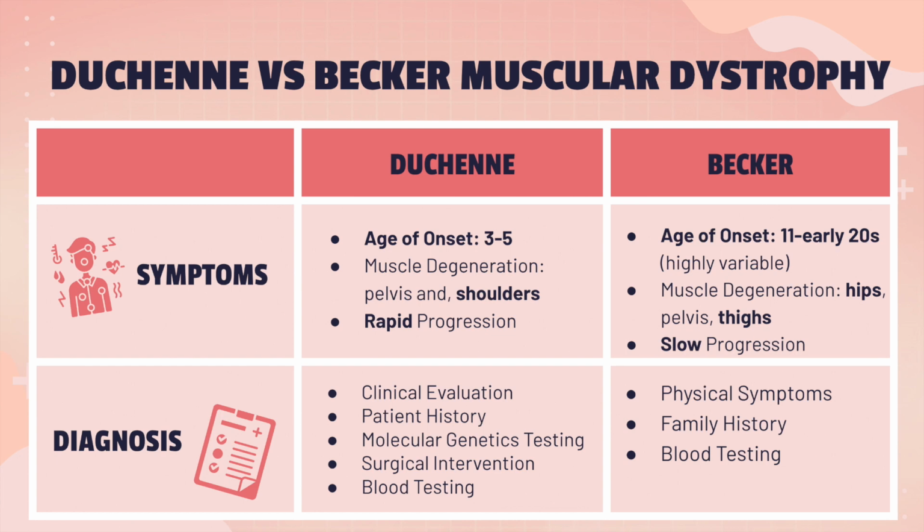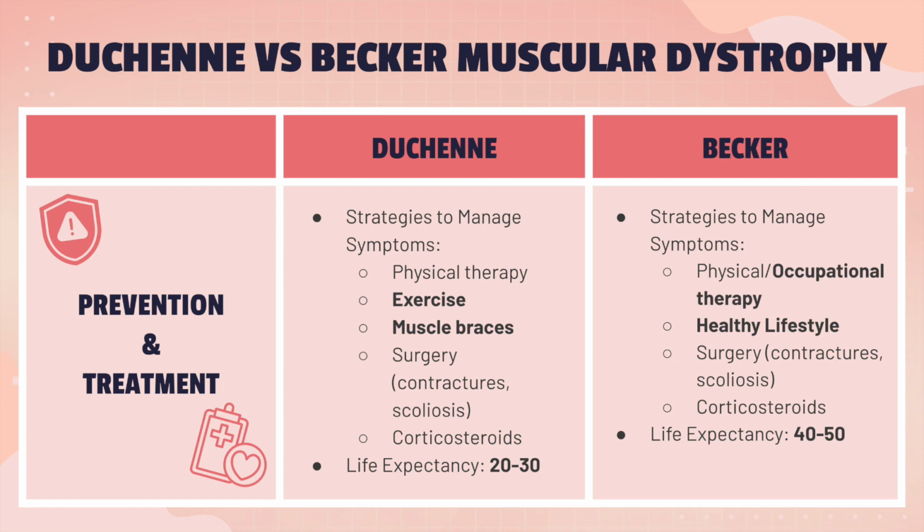Duchenne muscular dystrophy is known to progress rapidly, resulting in a decreased life expectancy and an increased chance of health complications, whereas Becker muscular dystrophy progresses at a slower rate, which leads to an increased life expectancy and milder health complications. There is no treatment for both forms of muscular dystrophy. However, strategies to manage symptoms do exist.